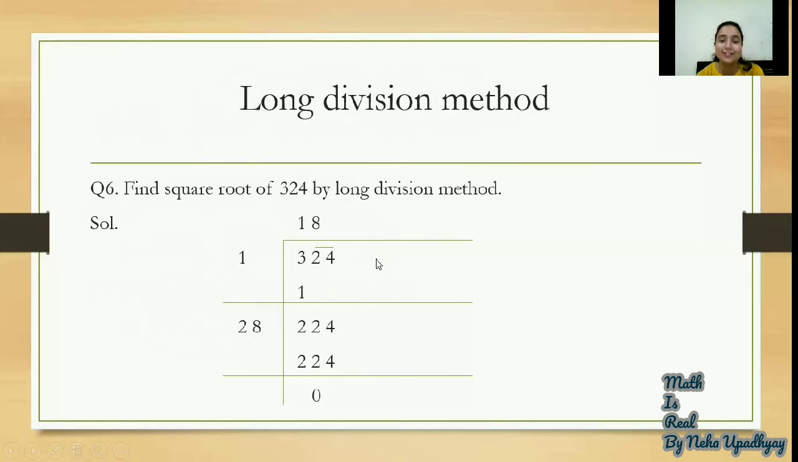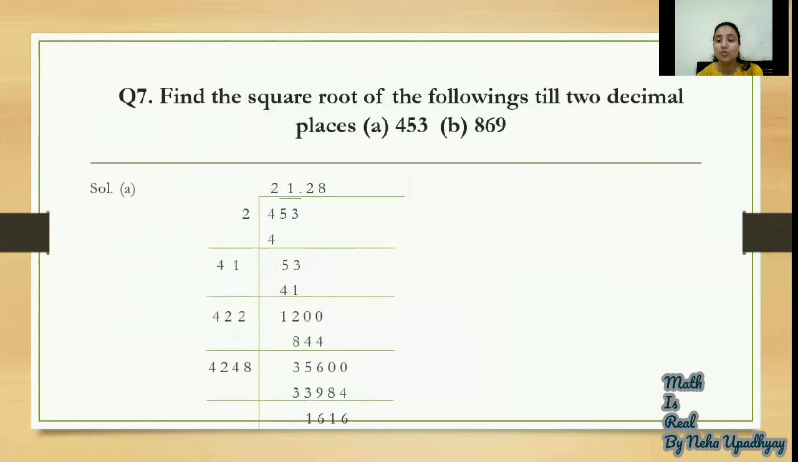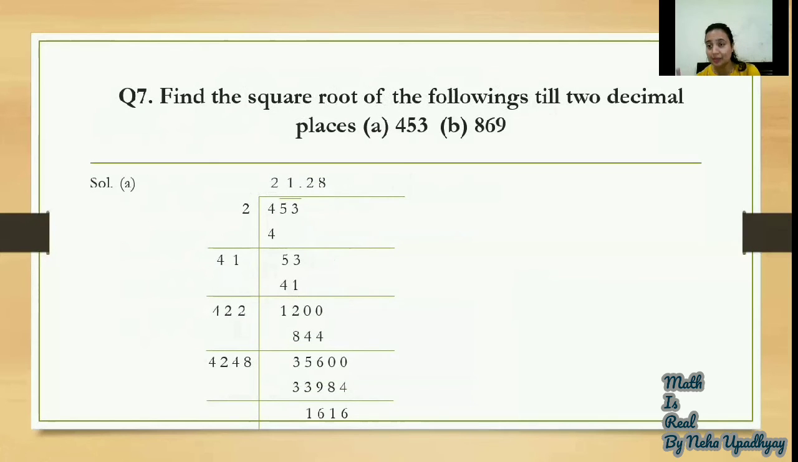So this is the long division method. We will do some more sums so that it will be clear. Find the square root of the following till two decimal places. So this is the number 453. As I told you earlier, we will make a pair from the one side. So 3 and 5 become a pair, 53, and 4 is left alone. We know that 2 twos are 4. Nothing left. We carry the pair.